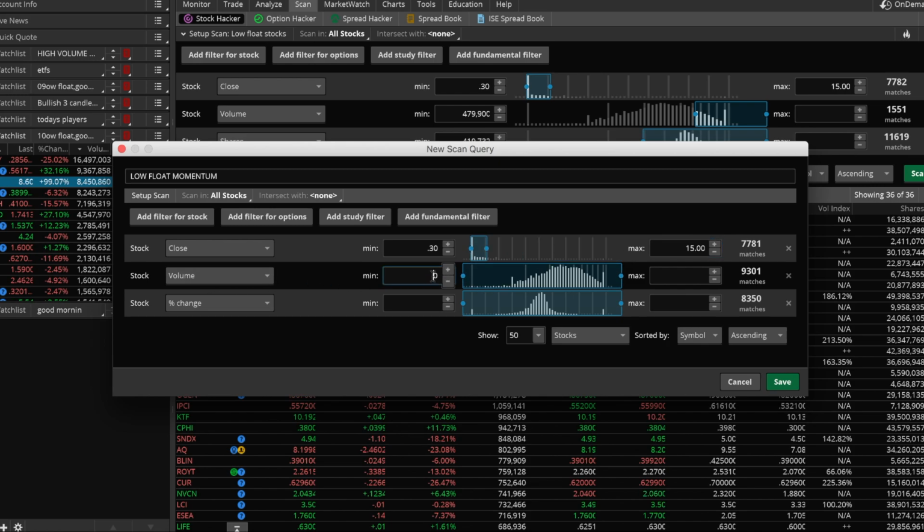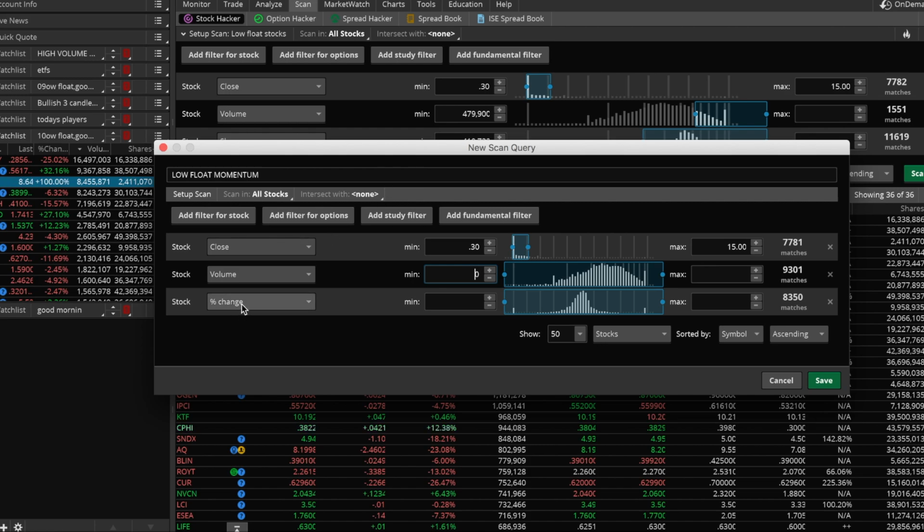Now volume is key here. Instead of percent change, we're going to do shares. These two are key because we're going to use shares as an estimate of the float of that stock, and we're going to use volume to filter out the low float stocks that are not moving on the day. For the volume, we're going to do 500,000 minimum, and we're not going to cap the maximum, because why would you?